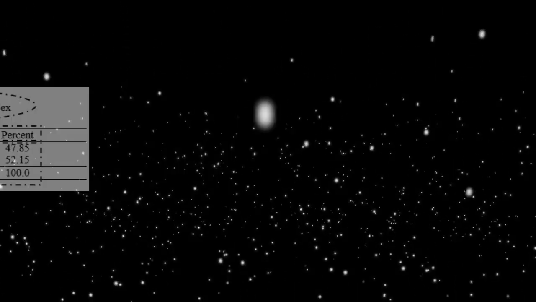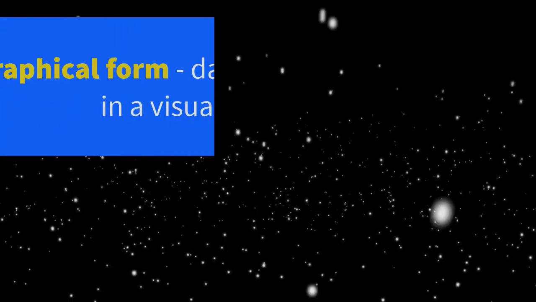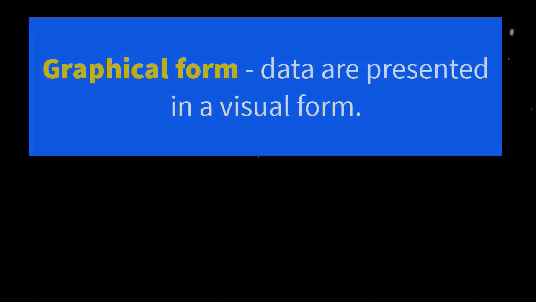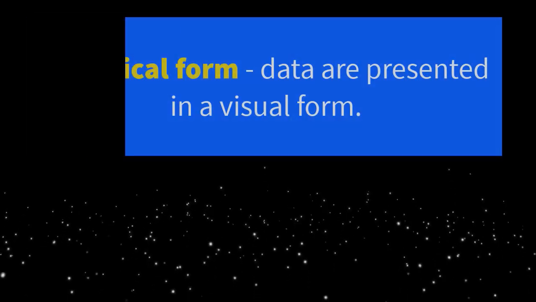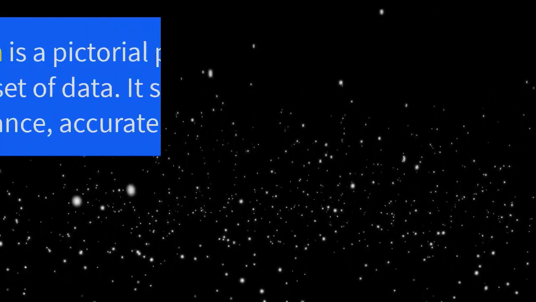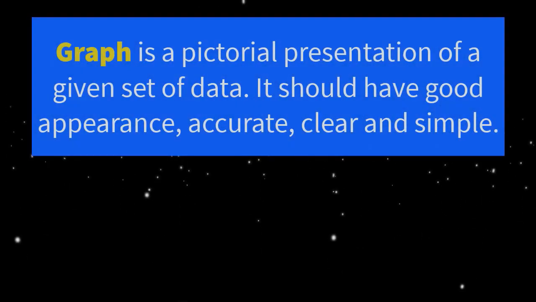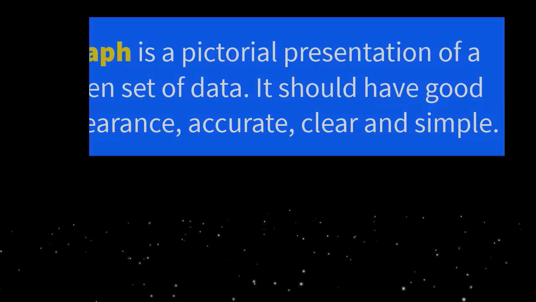Next is the graphical form. In this form, the data are presented in a visual form. The numerical data provided in a frequency distribution or contingency table can be made more interesting and easier to understand when depicted in a graphical form. A graph is a pictorial presentation of a given set of data. It should have good appearance and should be accurate, clear, and simple.